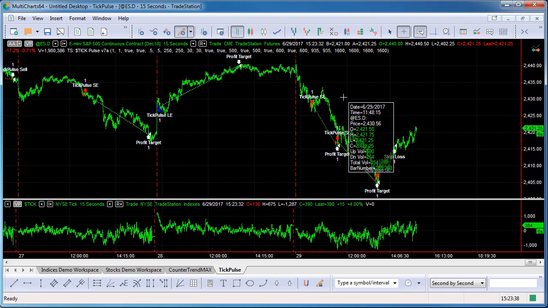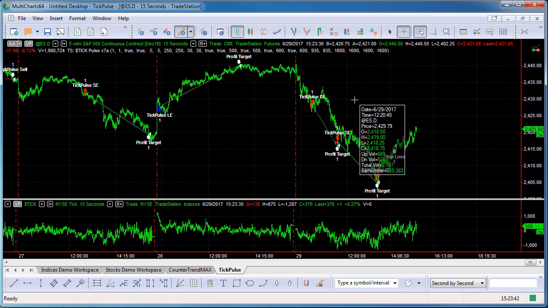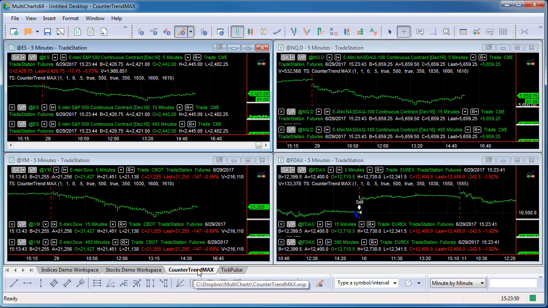The market has been choppy this year, and Tick Pulse has not taken as many trades, or it's underperformed, I guess, based on the past, because the trend has been lower. And so we have strategies like CounterTrend Max. I've shown it to you in TradeStation, NinjaTrader, and Quantopian, and I'm going to show it to you in MultiCharts.